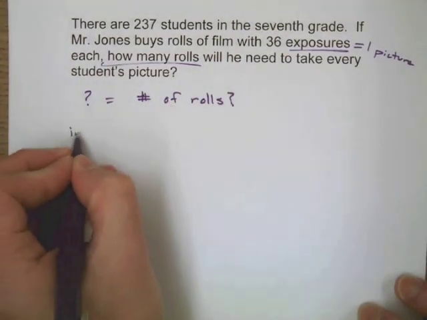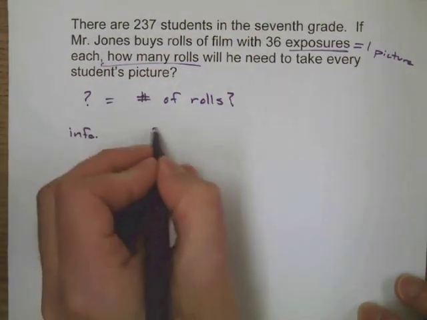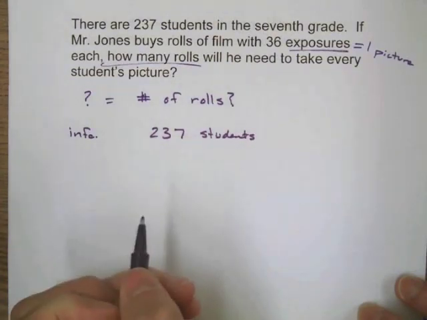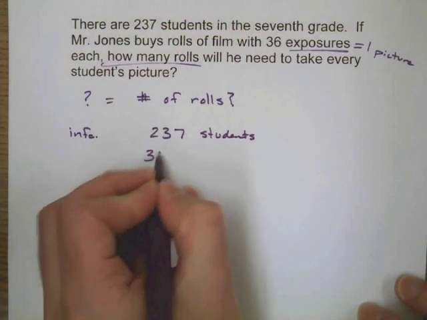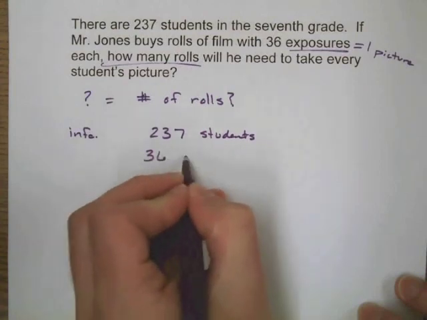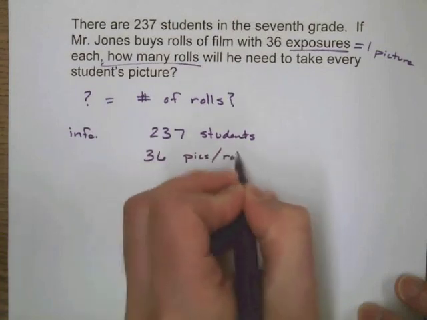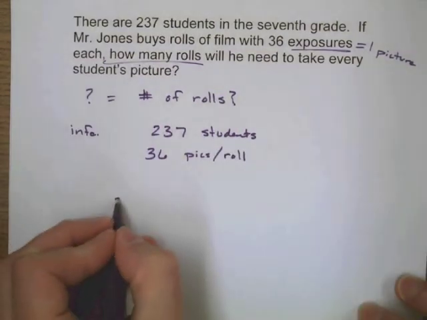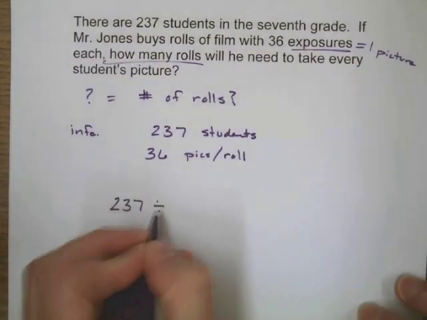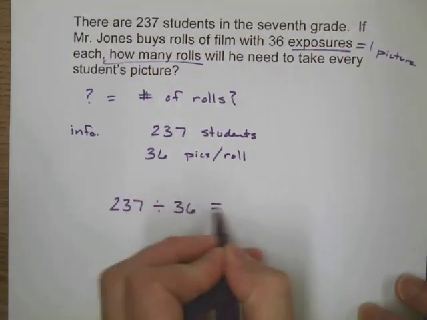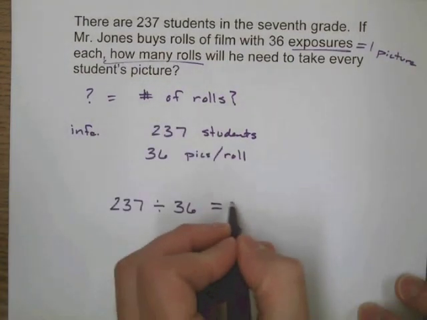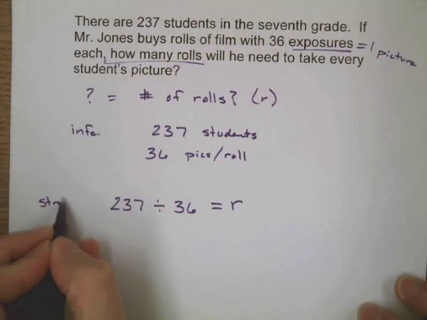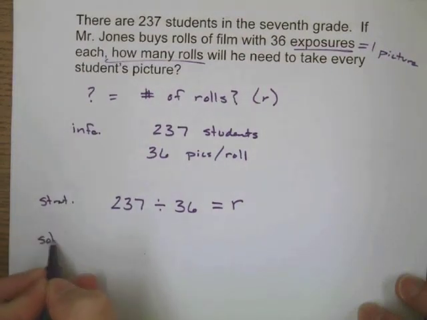So we have some information here that we can use. We know that there are 237 students, and we want a picture of each of them. There are 36 exposures on each roll, or 36 pictures on each roll. So what we need to figure out then is how many rolls. Well, if I take the number of students and divide by the number of pictures on each roll, I should come up with the number of rolls, and I'm going to use R as a variable there. So here's my strategy, and now I'm going to go ahead and solve that.